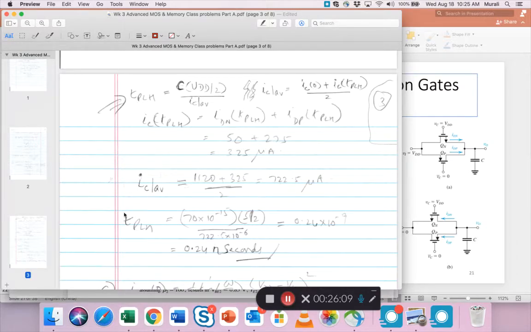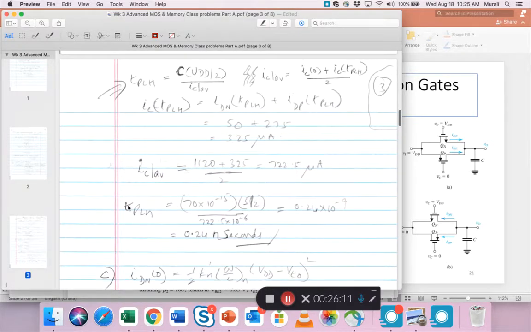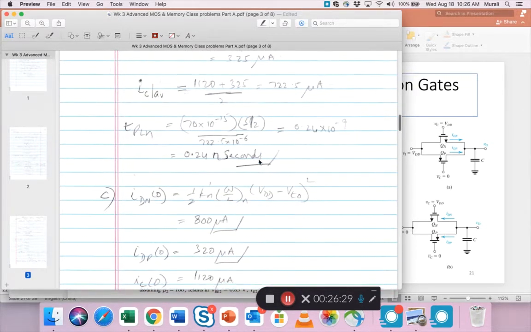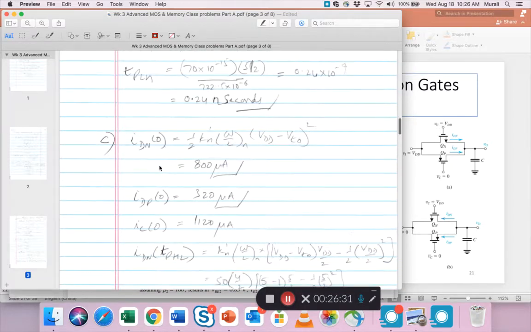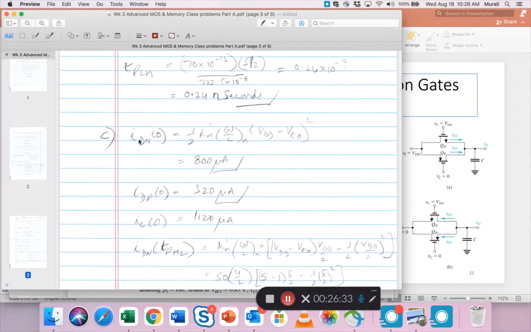That's 722. If you plug that in, then you get the exact time at which the P low to high point happens, the P low to high, from this formula. Here's the capacitance multiplied by VDD by 2 by the average current, and that happens at 0.24 nanoseconds. Okay? All right.